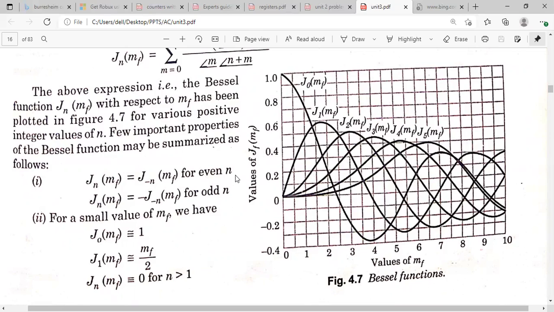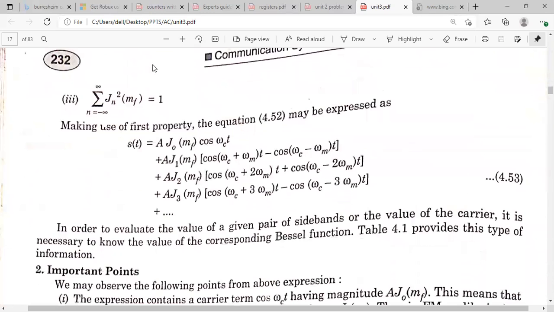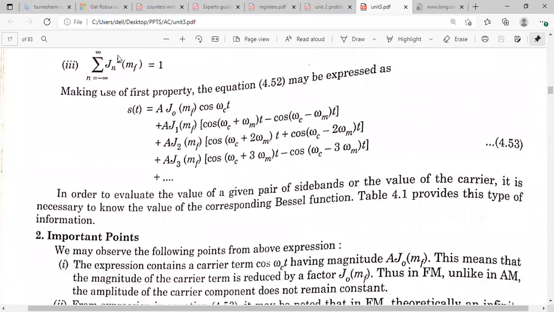Okay, for example, if the n value is even, this will be equal to this one, and if the n value is odd, this will be equal to this one. And if the modulation index is a very small value, this Bessel function will be equal to 1, and it will be mf by 2. Like that, by using this formula, you will get these values. And in the third case, what we are assuming, this will be equal to 1. If you substitute this in the standard expression, you get these terms.